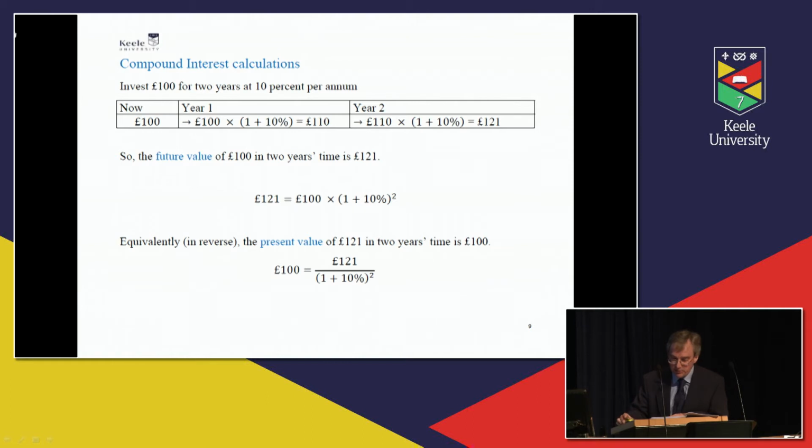We say that the future value of £100 at here 10% interest is £121. But by a simple mathematical rearrangement, we can also see that if the interest is sure to be paid and the capital sure to be returned, that the total of 121 in 2 years' time is equivalent to £100 today. And we can say that the present value of £121 received in 2 years' time is £100 today.